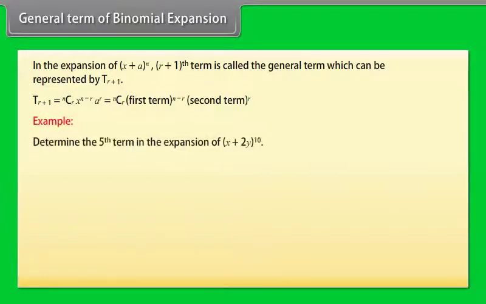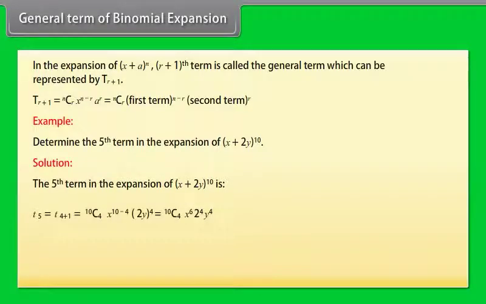Example: determine the fifth term in the expansion of (x + 2y) raised to power 10. Solution: the fifth term in the expansion of (x + 2y) raised to power 10 is given below. It is 3360 into x raised to power 6 into y raised to power 4.